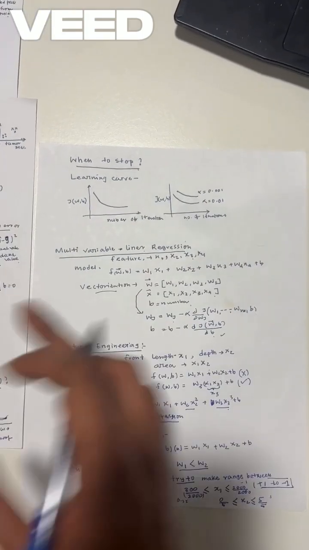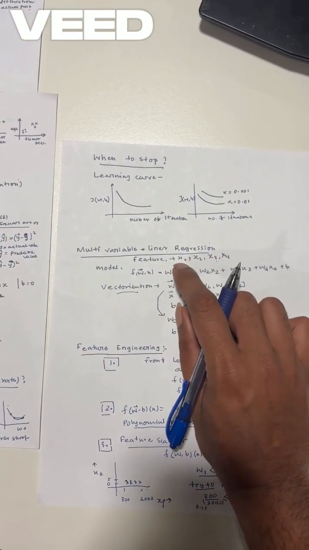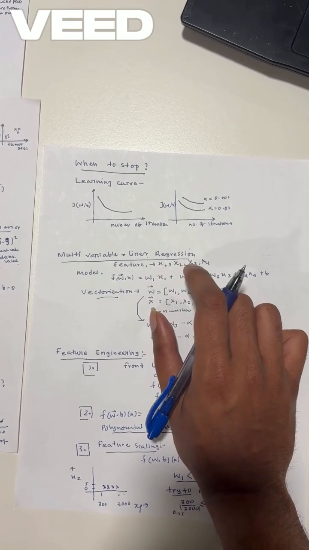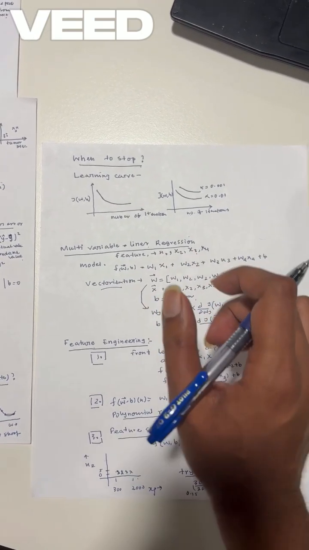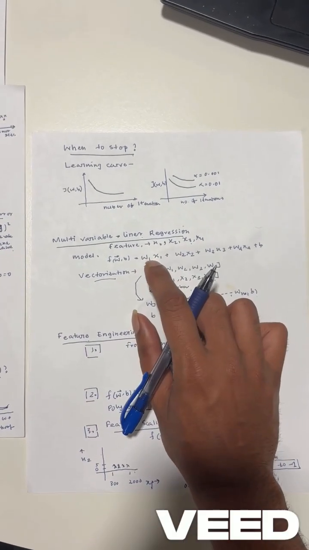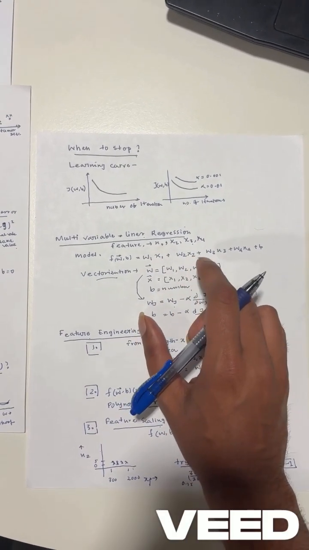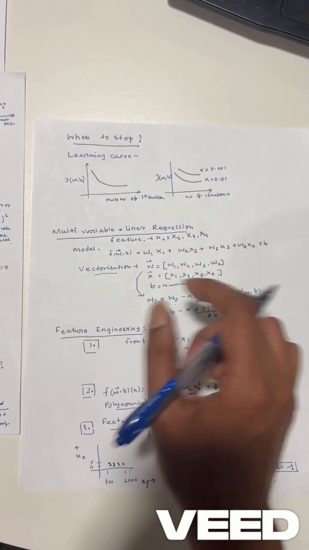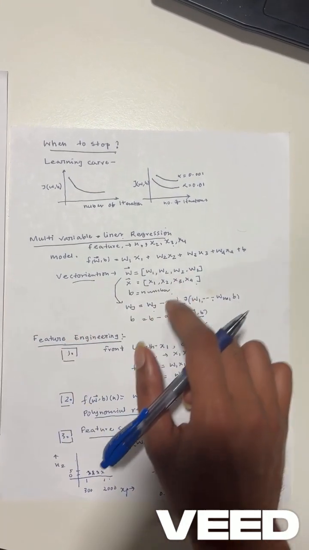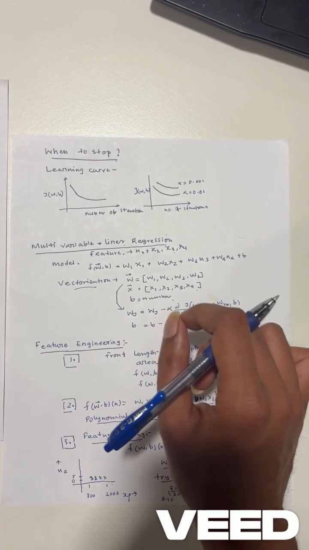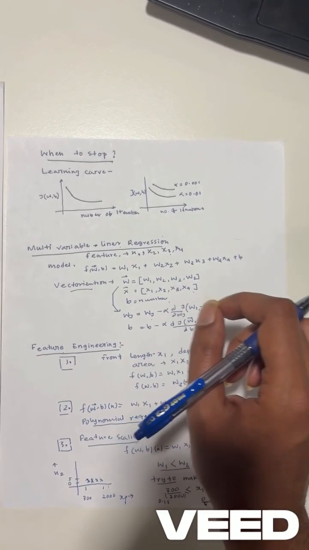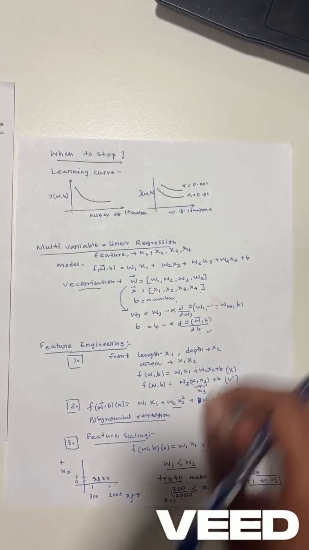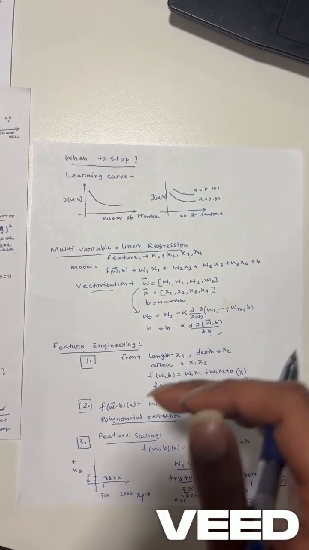Earlier we discussed the univariable case. Now if there are multiple variables, what would be the case? It is very similar. We add a different weightage to each and every feature to find the suitable curve which fits all the data. We use the vectorization technique to do that, and we use the gradient descent technique to find each and every weightage. Now coming to feature engineering.